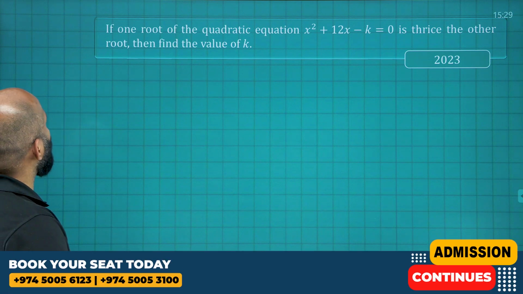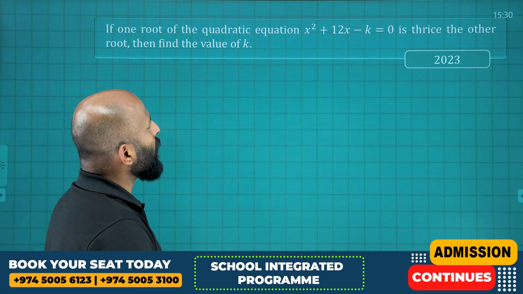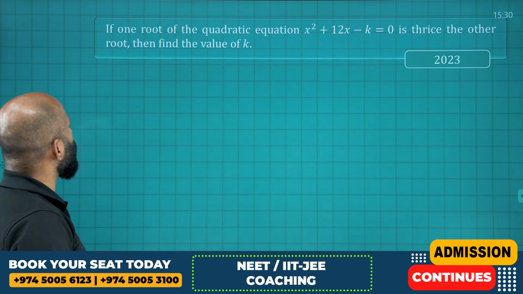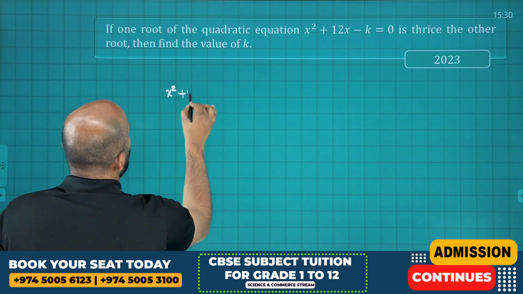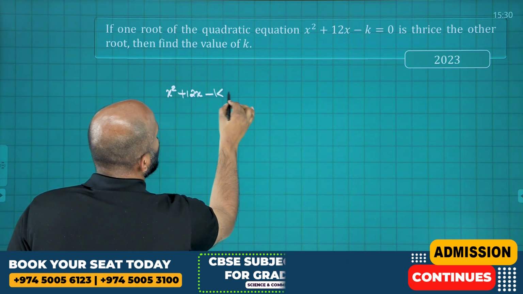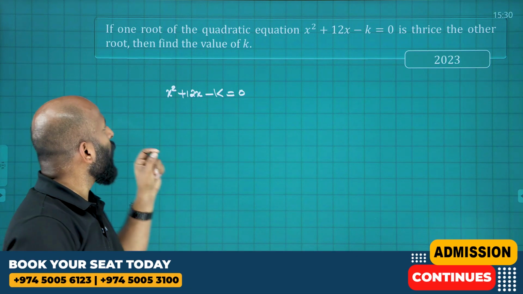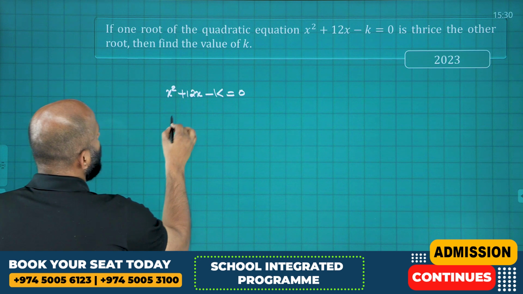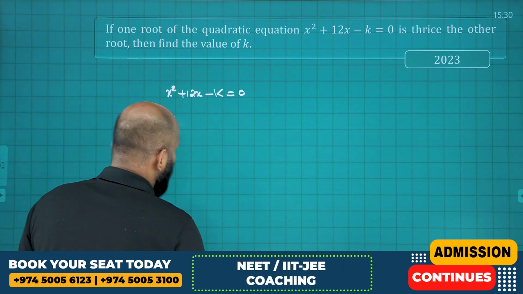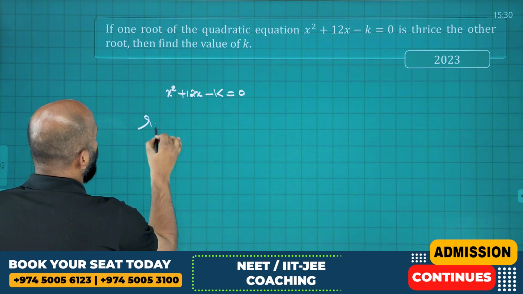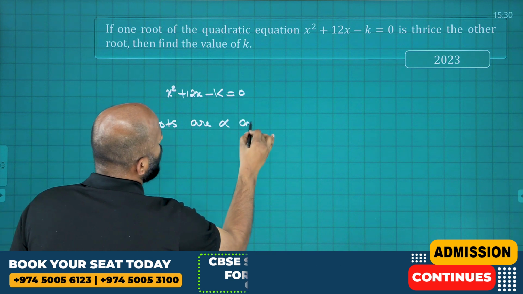Our next question will be, if one root of the quadratic equation x square plus 12x minus k is equal to 0 is thrice the other root, then find the value of k. So here they have given a quadratic equation x square plus 12x minus k is equal to 0. Then one root is thrice the other. So here we can consider one root is alpha, then the other root will be 3 alpha. So the roots are alpha and 3 alpha.